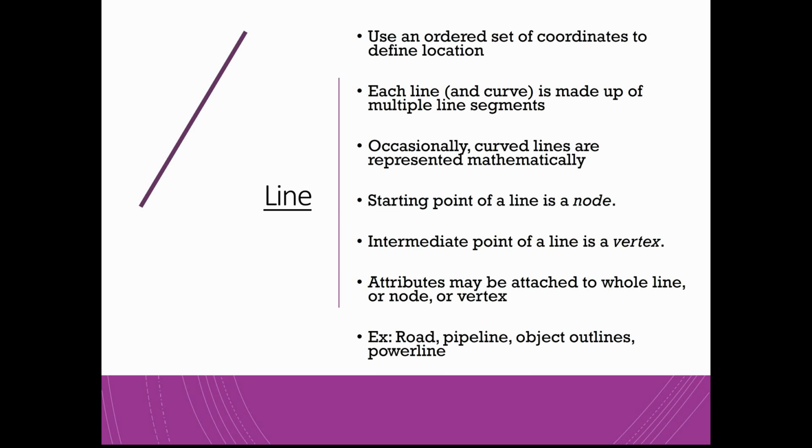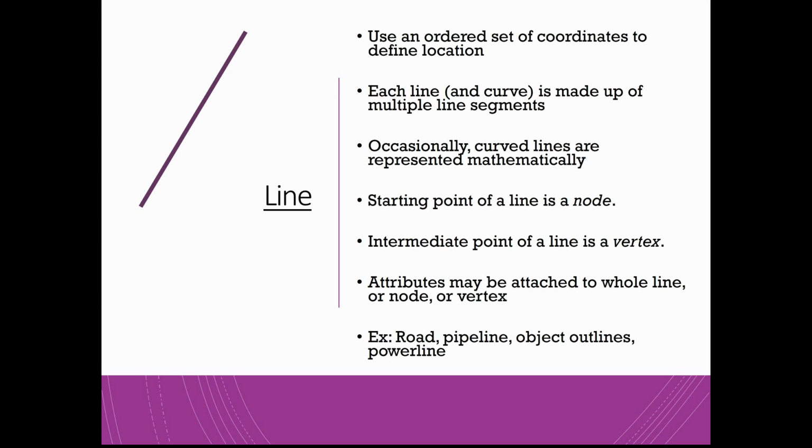A line vector type is defined by an ordered set of coordinates. Each line and curve is made up of multiple line segments. However, occasionally curved lines are represented mathematically. There are 2 words that we need to define when discussing lines: the node and the vertex. A node is where a line begins or ends. A vertex is where a line changes direction.